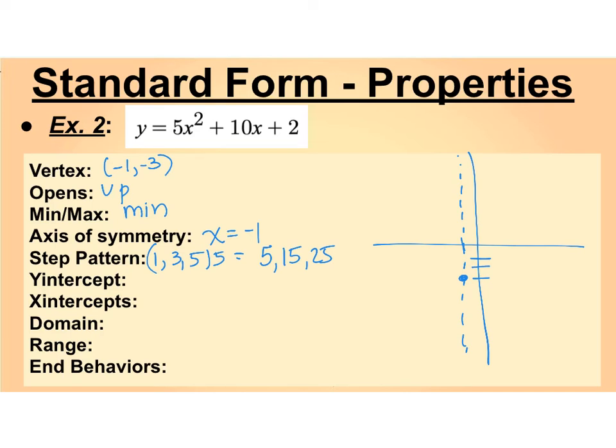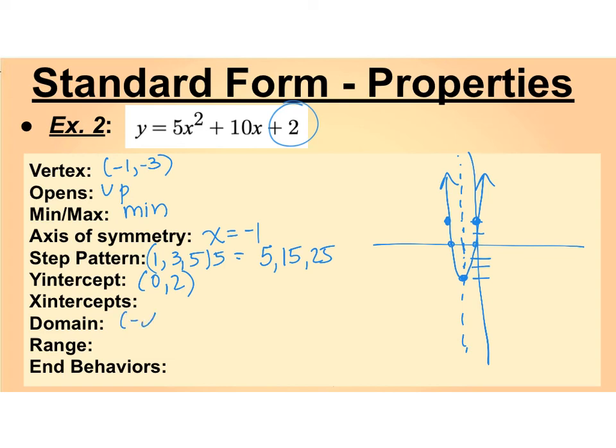So I'm going to go up 5, 1, 2, 3, 4, 5, and over 1, which does check with my y-intercept, which is (0, 2). So I always like to move that step pattern and see if it really does hit my y-intercept and if I've got my correct step pattern and my correct vertex. X-intercepts, again, we're going to save those for next class so that we can solve those.